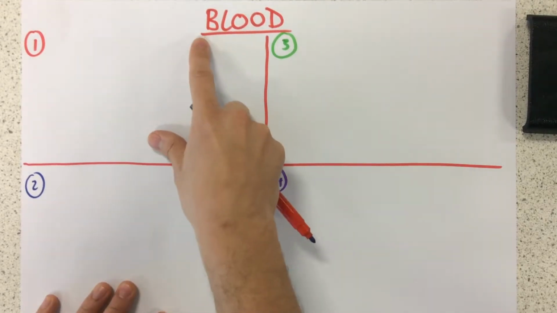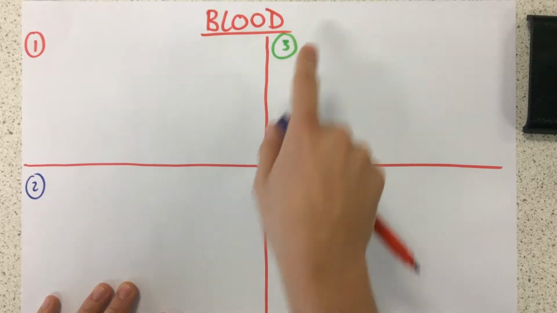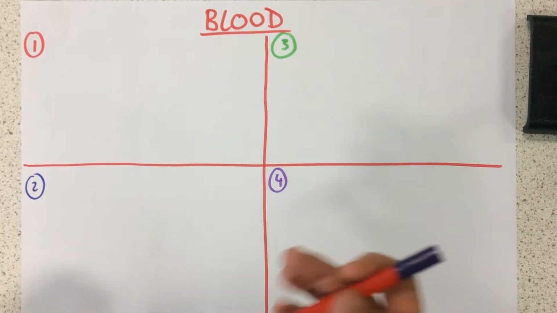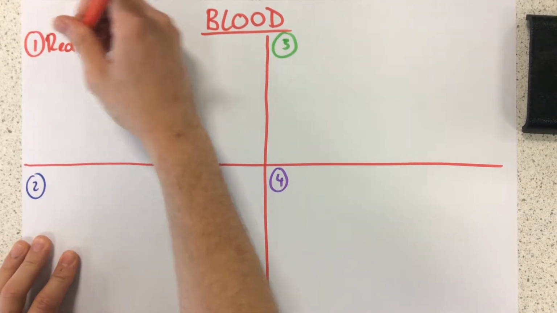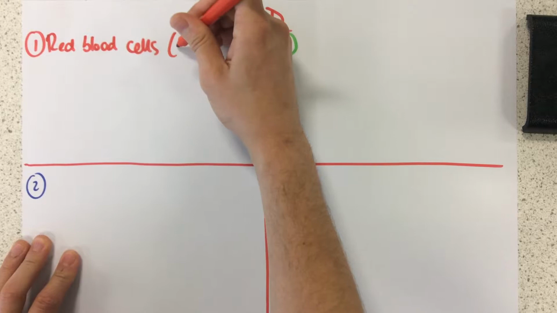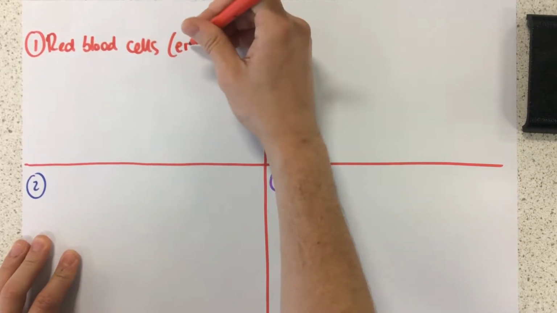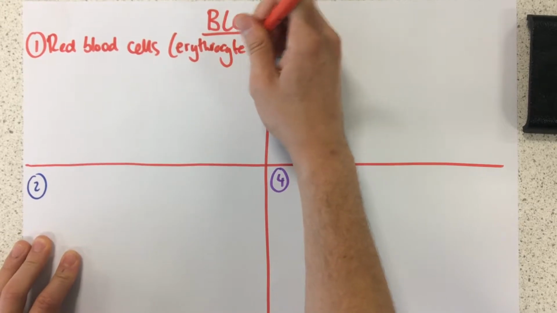Okay, today I'm going to talk to you about the blood. We're going to talk about the main four components of the blood and what their role is in each case. So, first of all, we have red blood cells. Now, the scientific name for red blood cells that we might come across is erythrocytes. But basically, that just means red blood cells.